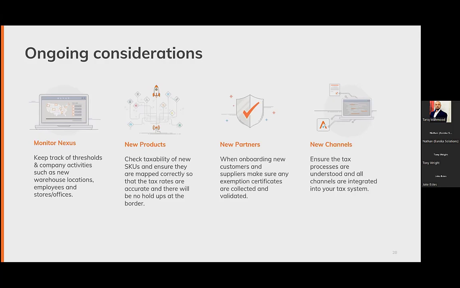We can partner with you to make sure you always understand your obligations, you are registered in the correct jurisdictions, you calculate taxes correctly, and also managing exemptions correctly, as well as filing returns correctly and on time.